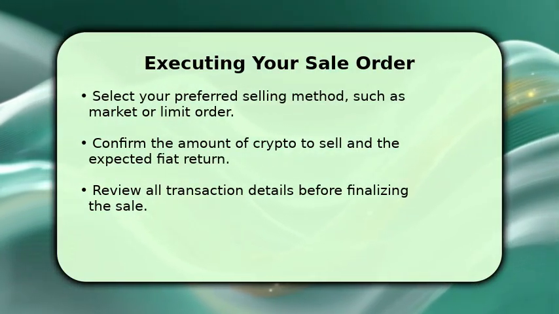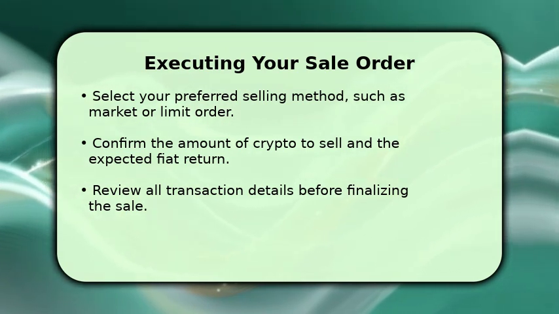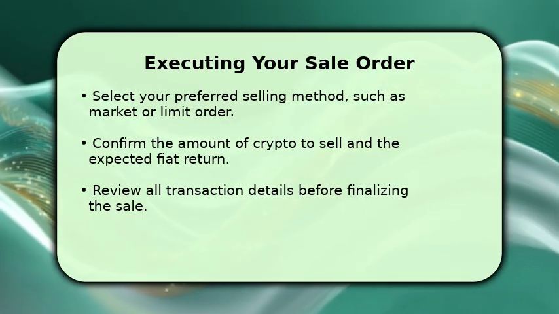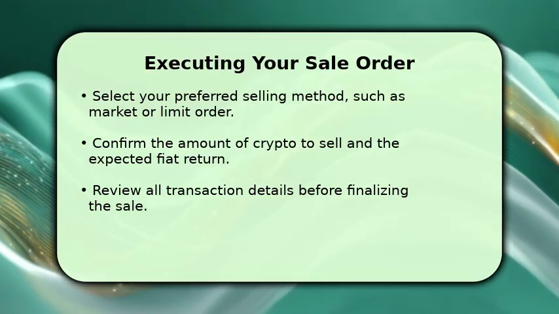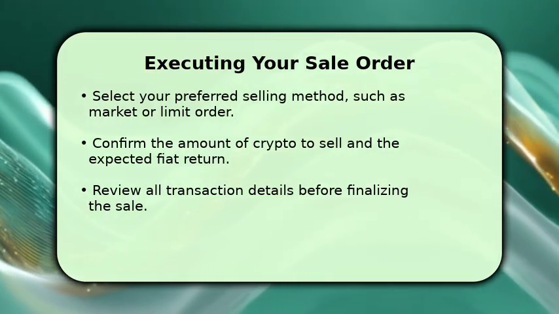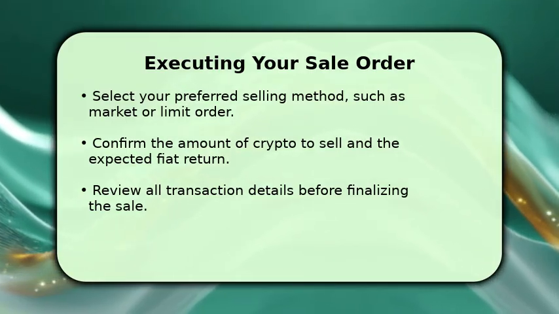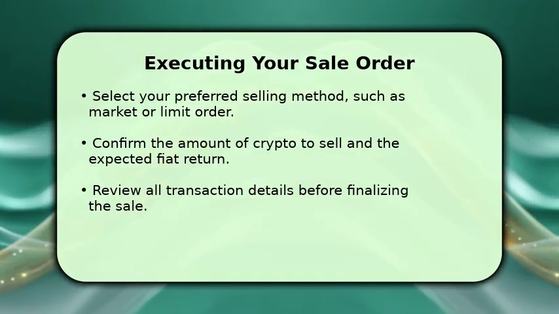You can opt for a market order to sell immediately at the current price, or a limit order to set a specific price point. Enter the amount of cryptocurrency you wish to sell. The system will display the estimated fiat amount you'll receive. Carefully review all the transaction details, including any fees, before confirming your sale. A quick check ensures everything is correct.